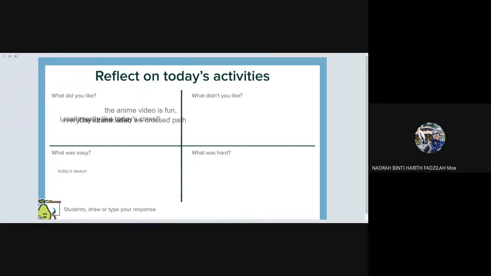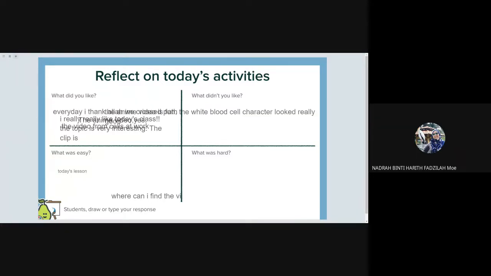Memang saya akan banyak guna Cells at Work punya video untuk chapter ni dengan chapter immunity ya, sebab Cells at Work tu dia banyak cerita pasal body defense mechanism juga. So kita akan guna tu lah.